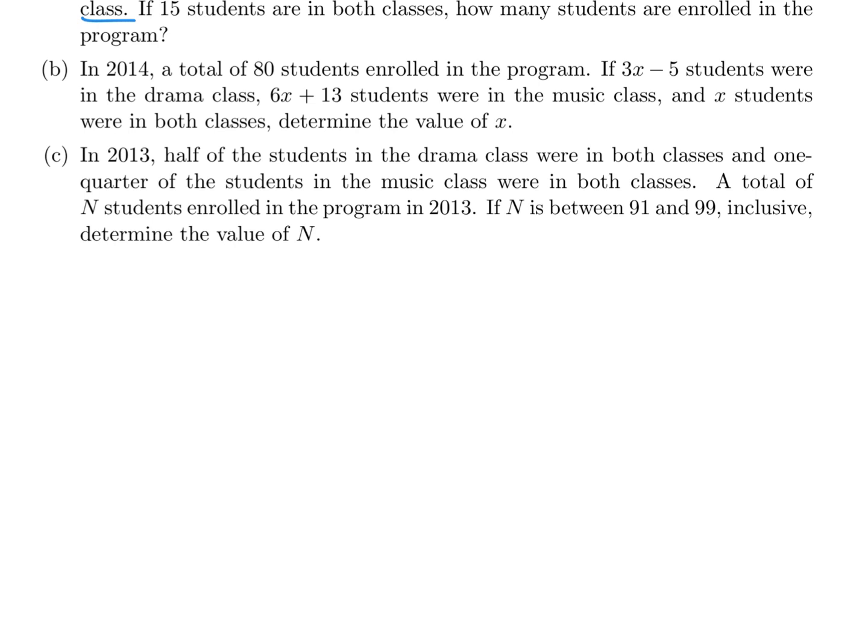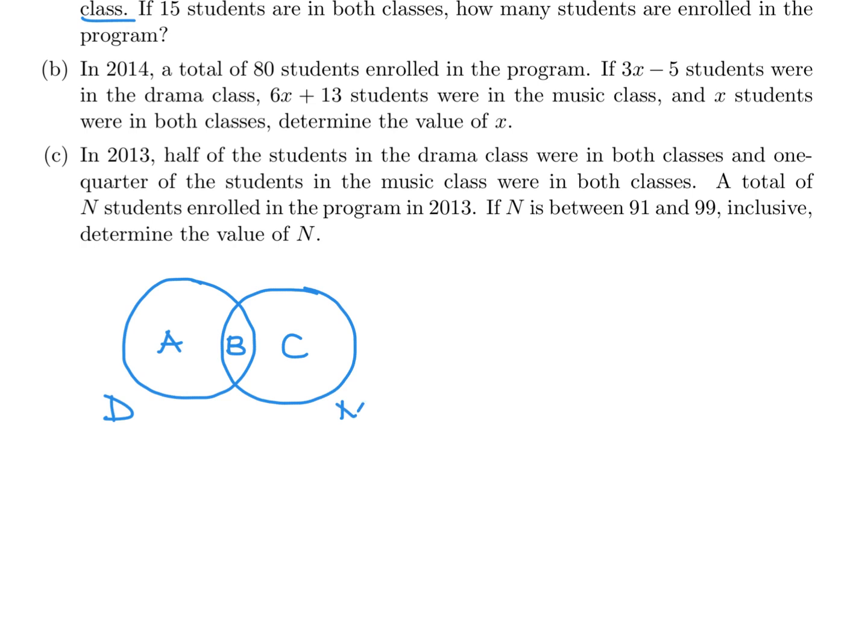In 2014, a total of 80 students enrolled in the program. 3x minus 5 students were in the drama class. 6x plus 13 students were in the music class. And x students were in both. Determine the value of x. Same story. Let's do it again. And same thing, A, B, and C. This circle is representing drama. This circle is representing music.